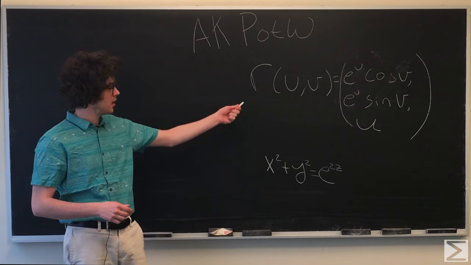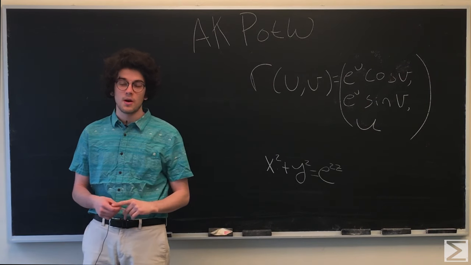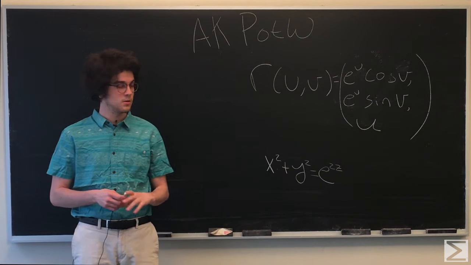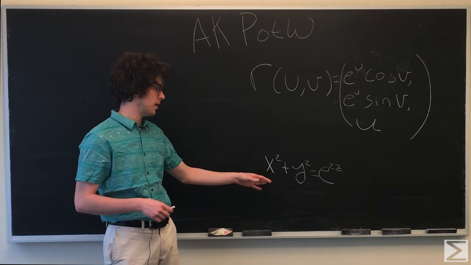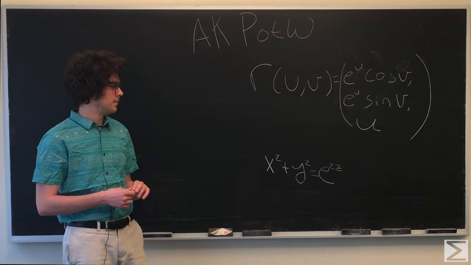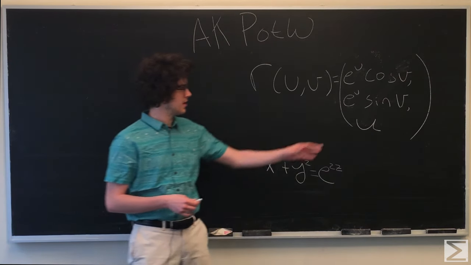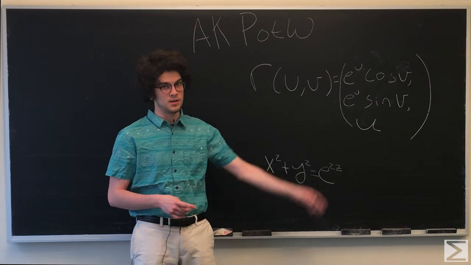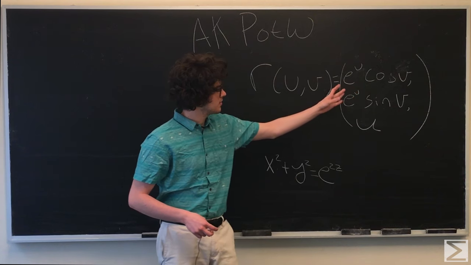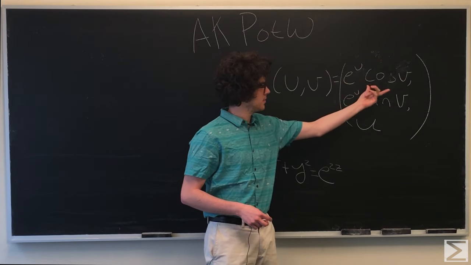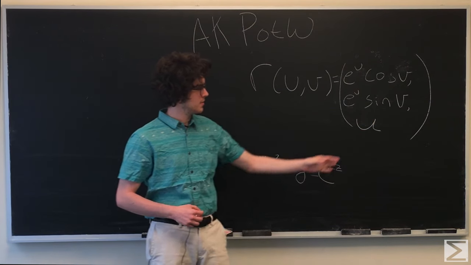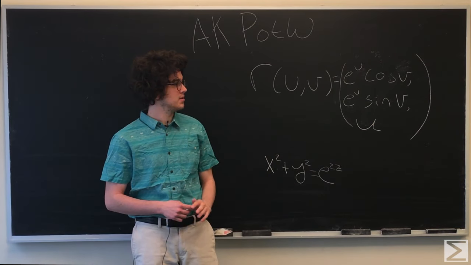This week we're given a parametrization and a surface, and we want to show that the parametrization covers part or all of the surface defined where x squared plus y squared equals e to the 2z. What you might notice is that this is kind of in cylindrical coordinates because we have this thing here multiplied by cosine and this thing here multiplied by sine. And then we have u all by itself.